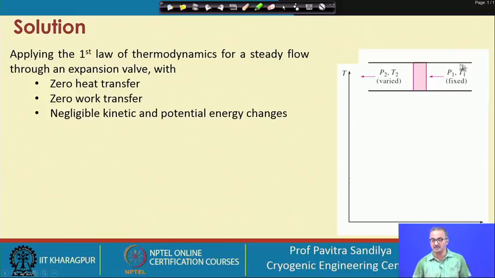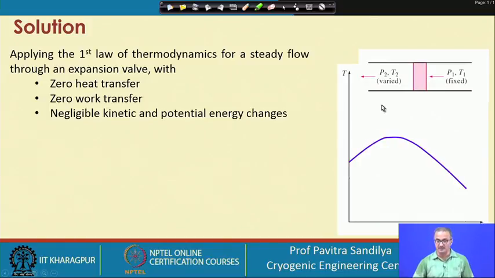Here we see there is some fluid going through. This particular pink volume shows the barrier or the expansion valve, and here we have some fluid, a gas maybe, coming at some pressure P1 and T1 which is fixed. Now it is going through this valve and getting expanded, and here we have some other pressure and temperature. We shall be seeing that the enthalpy is remaining constant.